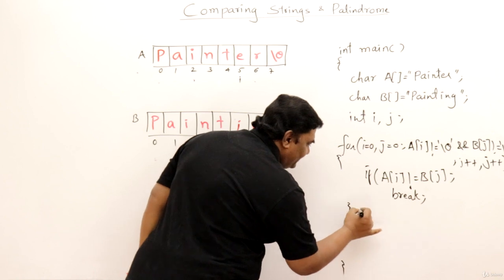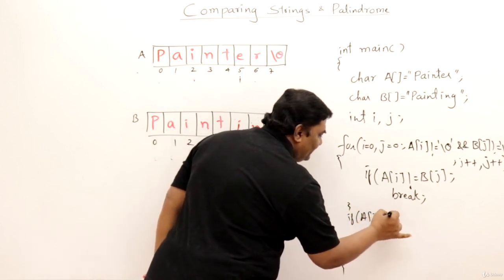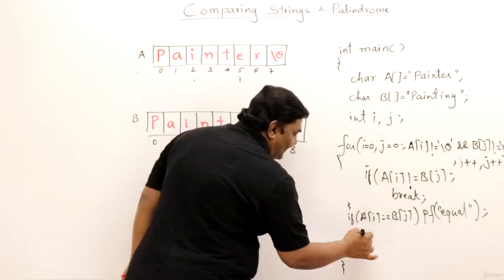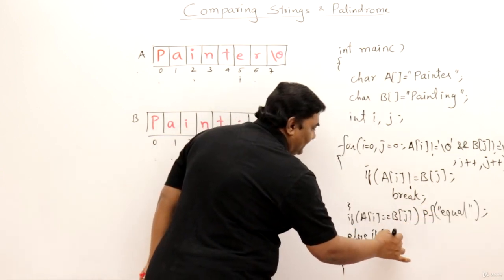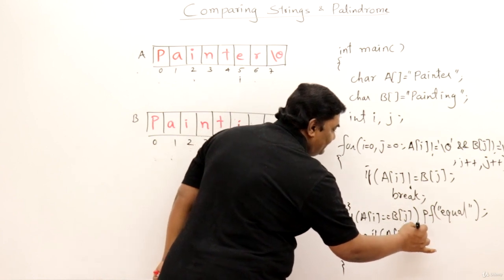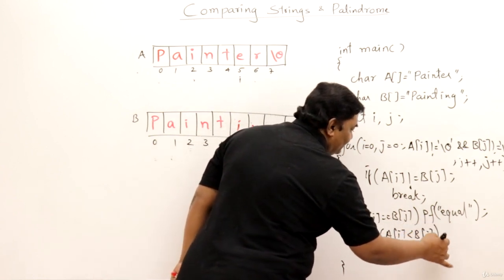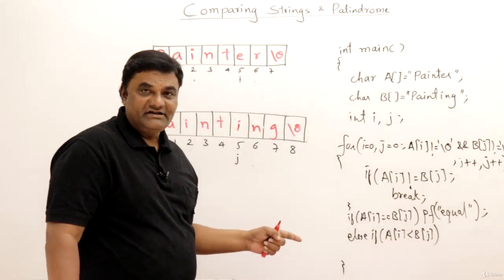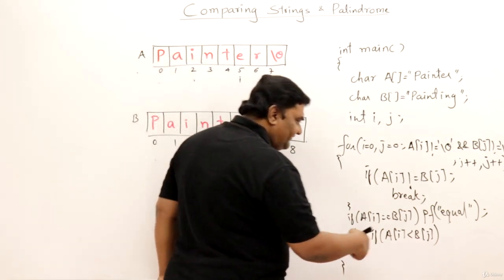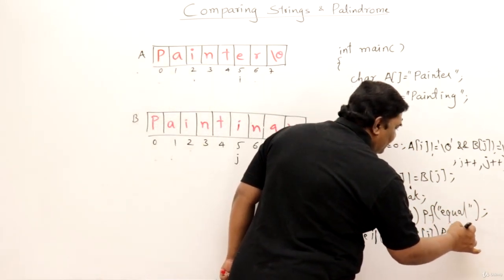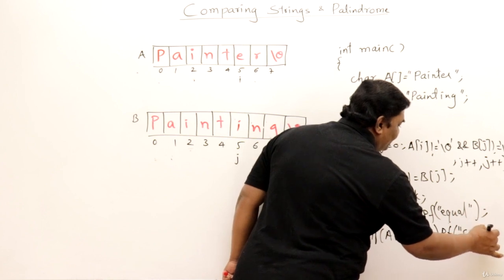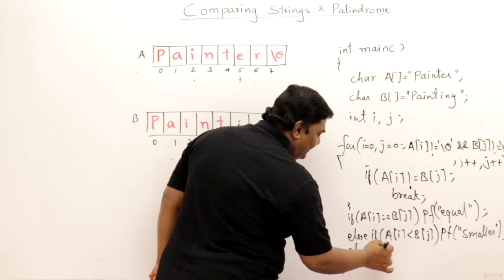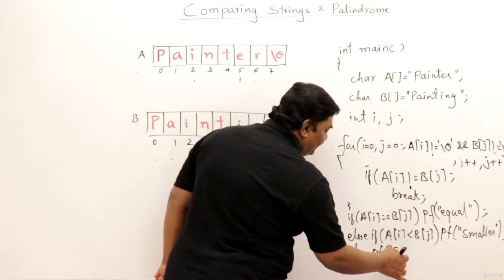See here, if a of i is equal to b of j, print equal. Else, if a of i is less than b of j, then say that the first string is smaller, it comes first in a dictionary. So I will simply say smaller because we are comparing the first one with the second one. Else I will say greater. So it means the first string is greater.